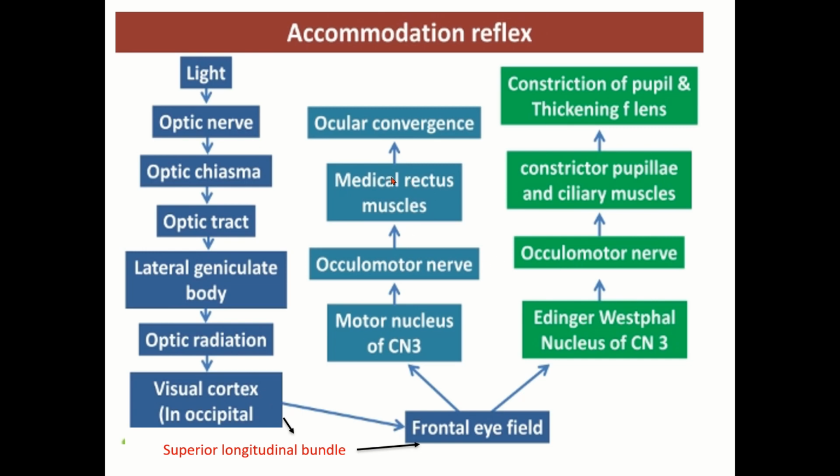Here it goes to the medial rectus muscle for ocular convergence. Here it goes to the constrictor pupillae and ciliary muscle, and there will be constriction of the pupil and thickening of the lens. So three things are happening here: ocular convergence, both eyes coming medially, then constriction of the pupil and thickening of the lens. All three of these facilitate the accommodation reflex.